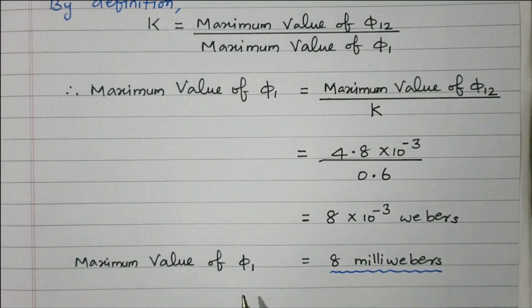So in this video we discussed a solved problem in coupled circuits based on the inductor values L1, L2. We calculated M. Then we calculated the first question, the EMF in the second coil. The second question was the maximum value of flux in the first coil.